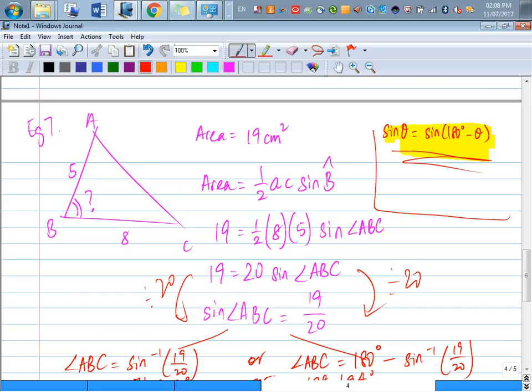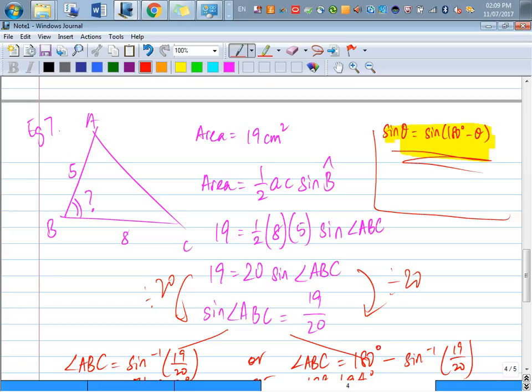On the left hand side, the blue color triangle, you have the angle in between 5 and 8. The angle is 71.8 degrees. So half times 5 times 8 times sine 71.8 degrees, you will get 19 square centimeters. Then the other possible triangle, the side is still 5, another side is still 8. The angle in between is 108.2 degrees. And after you use half AB sine C, you will still get 19 square centimeters for the area.